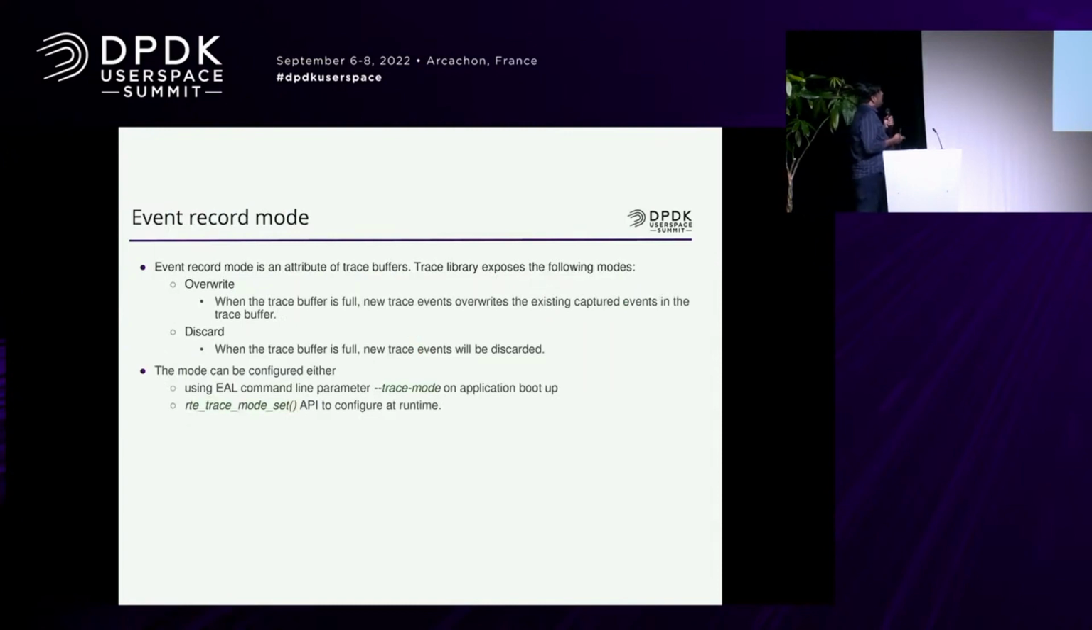Okay, now there are two different trace modes. The first one is called overwrite. In this case, when the trace buffer is full, it just overwrites the previously captured events and keeps on updating the content. It just keeps overwriting the buffer. The other one is discard: when the trace buffer is full, new trace events will be discarded and it's no more recording. So yeah, this can be controlled in two ways.